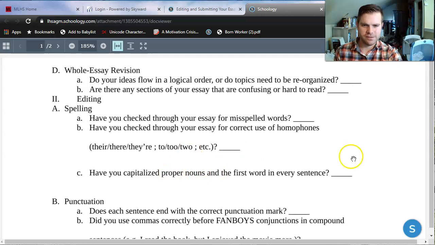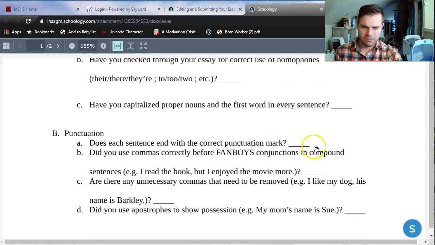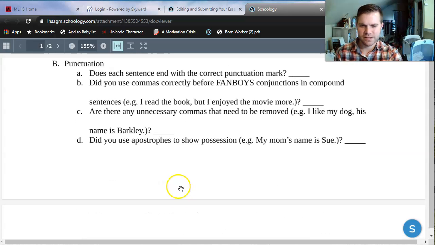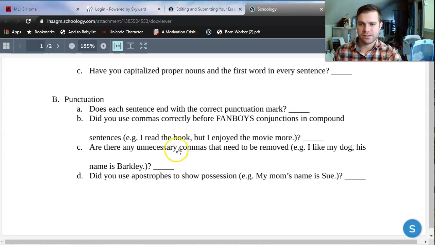Capitalizing proper nouns and the first word in every sentence, just like we practiced in your proofreading practice today. And punctuation marks, like our proofreading practice today. Comma rules, and apostrophes, quotation marks, those kinds of things are things that we will cover later in the semester. Commas as early as next week. But this is a good refresher from what you've learned in English 2 especially.